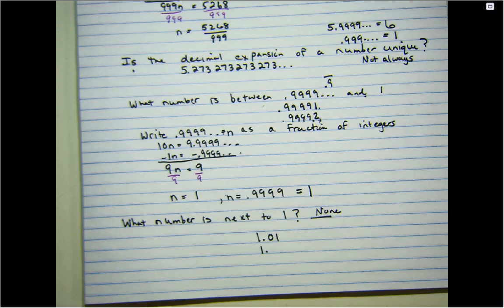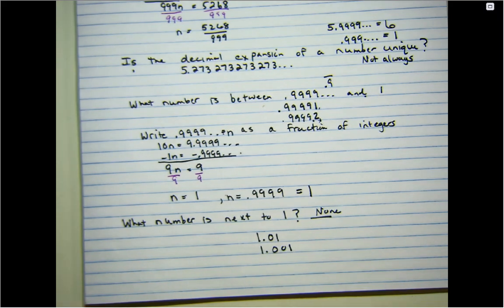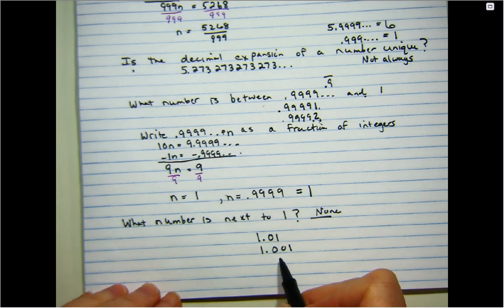So something smaller than 1.01 and bigger than 1. Can anybody think what that would be? 1.001. Sure. Okay, so we got closer to 1. We were 1/100th away, now we're 1/1000th away. So is the 1.001 next to 1? No. What would be a number that comes between 1 and 1.001?